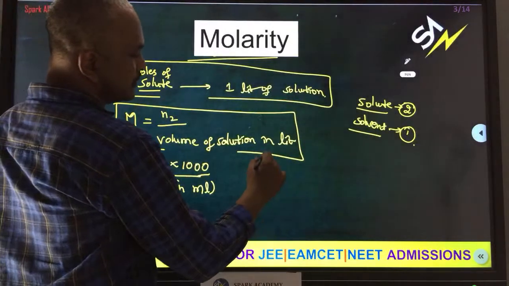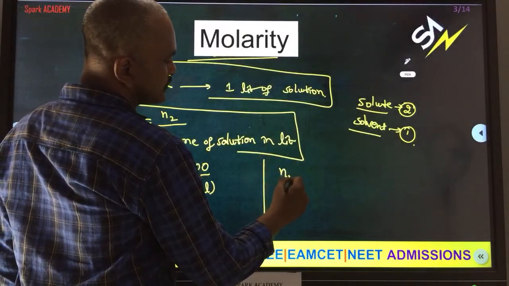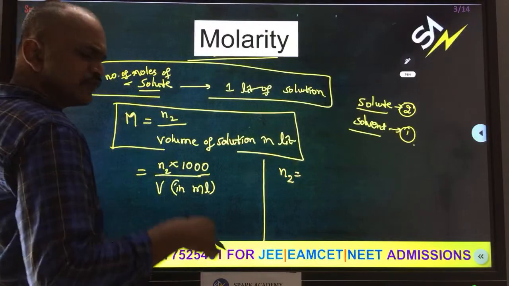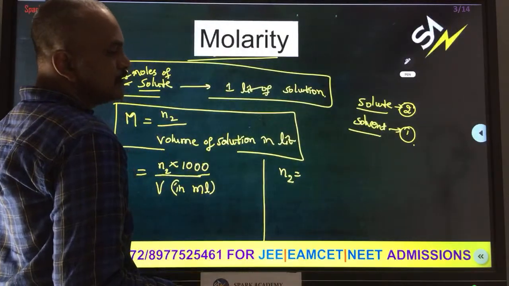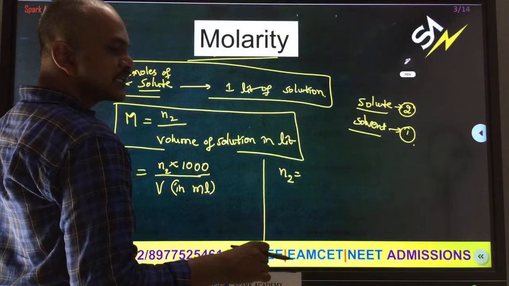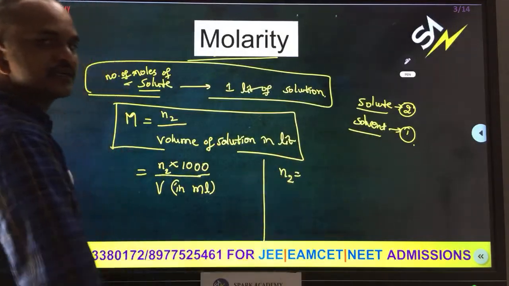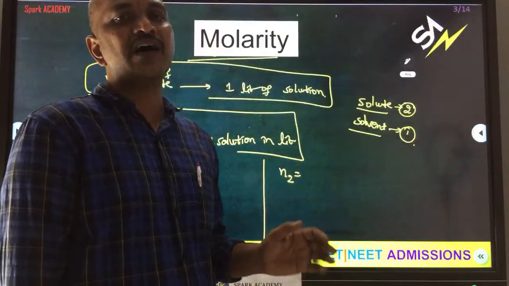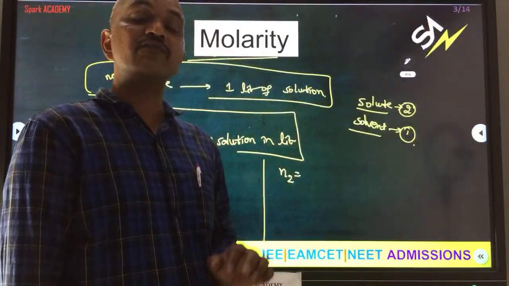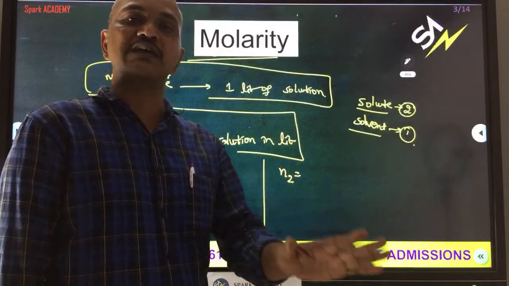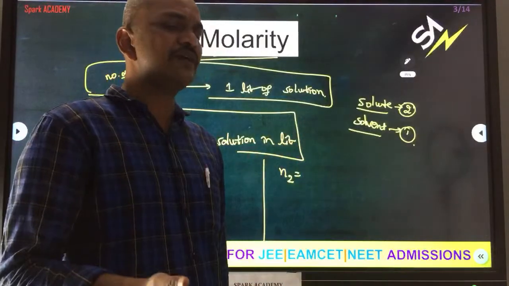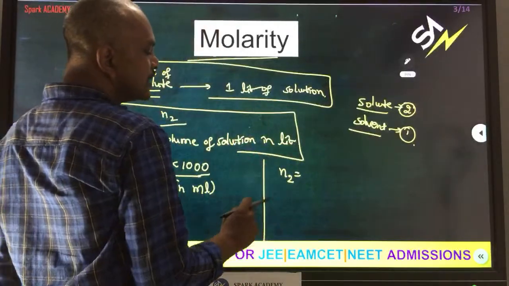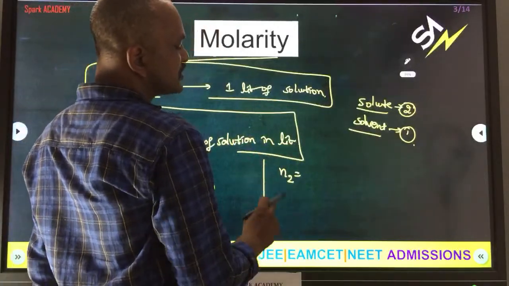Next, number of moles of solute. How can you find it? The number of moles of any component can be found only by the formula weight by molecular weight. It may be solvent, solute, or anything. Understood? So here N2 is the number of moles of solute.